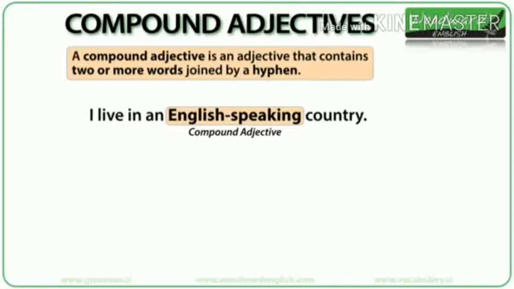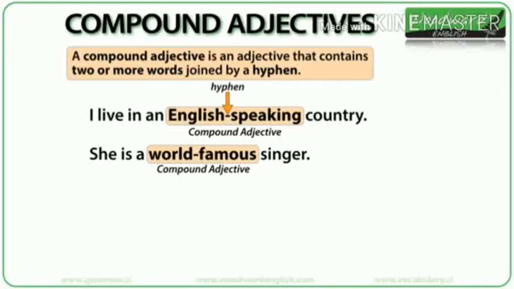Let's see some examples. I live in an English-speaking country. So English-speaking is connected with a hyphen and it is a compound adjective. If we ask a question, what is the quality of the country? English-speaking country. What type of country is it? It is an English-speaking country. So English-speaking is a compound adjective. And by the way, compound means two.